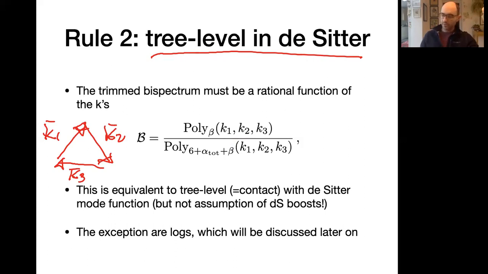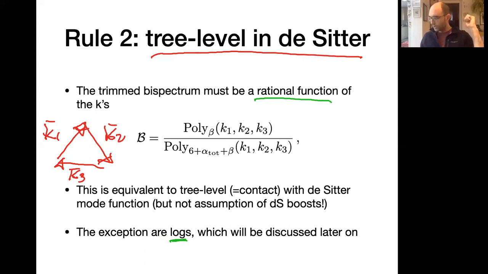And if I give you the length of k1, the length of k2, and the length of k3, then the triangle is completely defined. So this B should be just a function of k1, k2, k3 without the vector on top. And I'm saying that this function is not any function, it's a very specific function, it's a rational function. This is what makes it extremely easy. When you do the calculation, you always see that it is a rational function. And here I'm saying that on the boundary, the equivalent of working at tree level is restricting to rational functions. There's only one exception, which is the presence of logs. I'll discuss that when they arise. But in general, just a rational function.